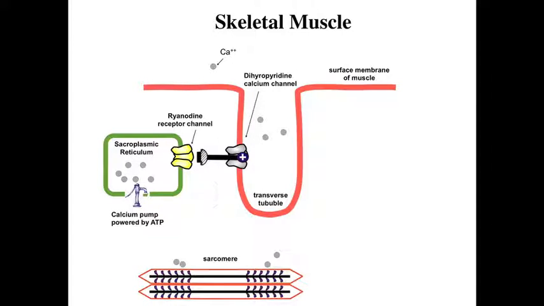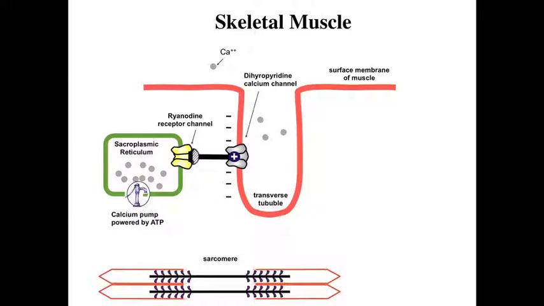A moment later, the muscle will repolarize. As a consequence of that, the ryanodine receptor will be plugged again. The calcium pump will go into operation, pumping calcium back into the sarcoplasmic reticulum. The tropomyosin will once again block the binding sites, and the sarcomere will relax. That is the sequence of muscular contraction.